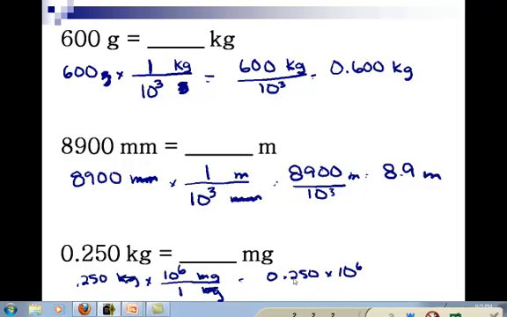Can I leave it like this? Can I actually keep my 0.250? No. I have to make this between 1 and 10. So it becomes 2.5 times 10 to the 5th. I hope you got that, and we'll be working on these in class.